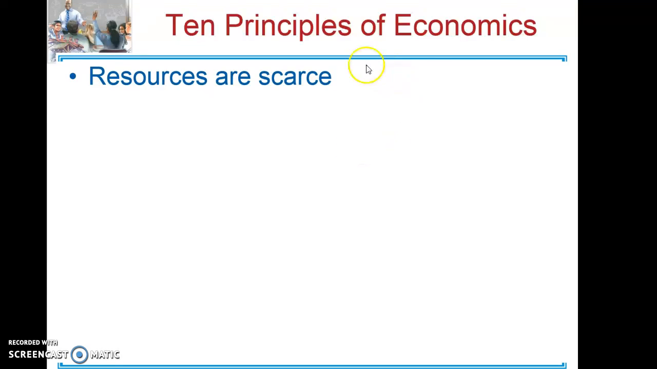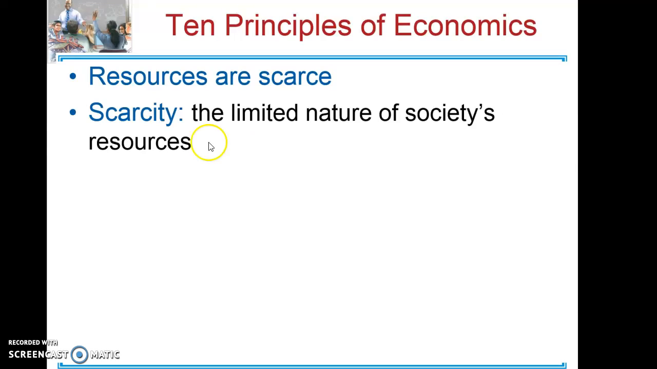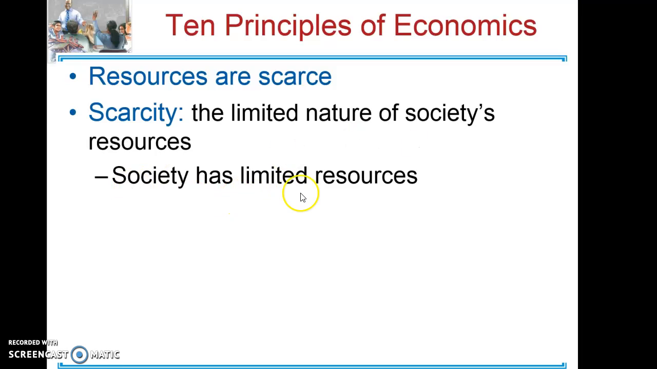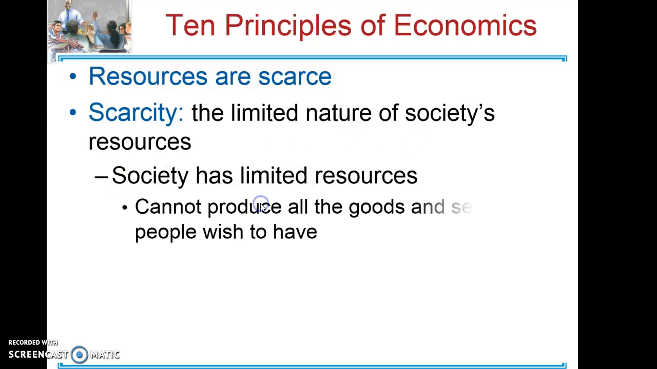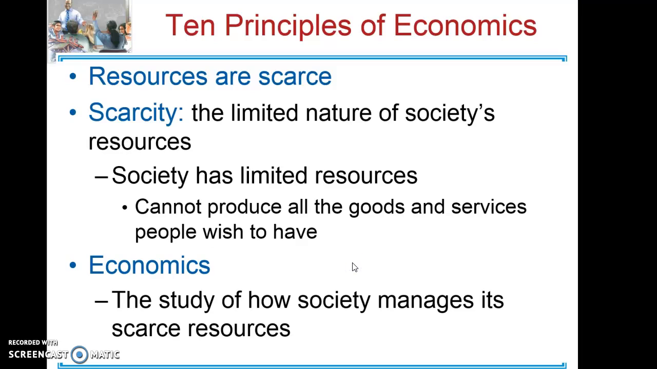So the 10 principles of economics. First of all, resources are scarce. Scarcity refers to the limited nature of society's resources. Society has limited resources. We cannot produce all the goods and services that people wish to have. Economics studies how society manages scarce resources.